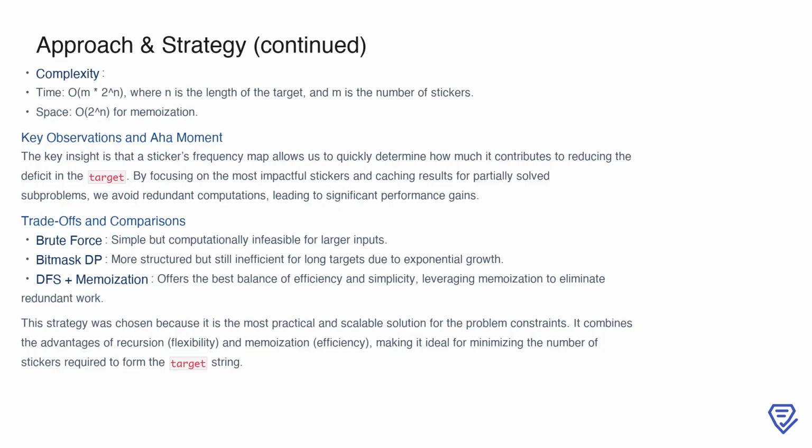The efficiency of this approach becomes clear when we examine the complexity. The time complexity is m*2^n, where n is the length of the target and m is the number of stickers. The space complexity is 2^n, which is used for memoization.